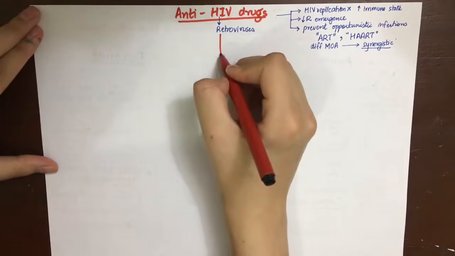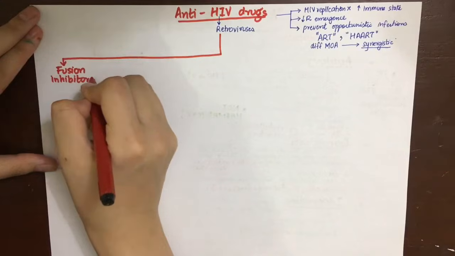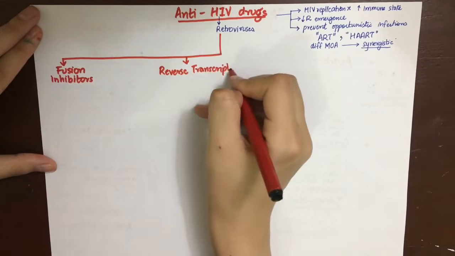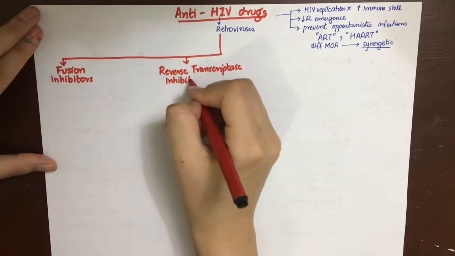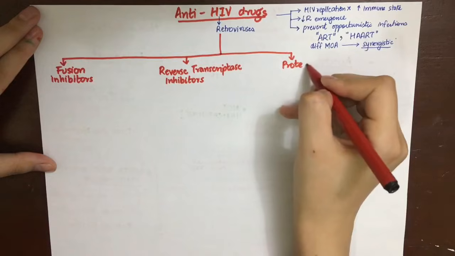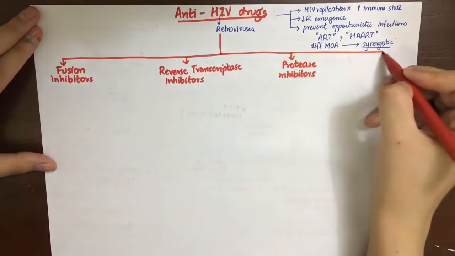Coming to the drugs that are used against HIV virus, they are fusion inhibitors, reverse transcriptase inhibitors, also known as RNA-dependent DNA polymerase inhibitors, protease inhibitors, and integrase inhibitors.